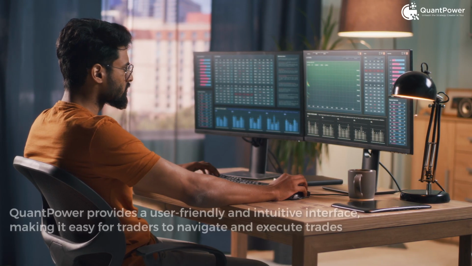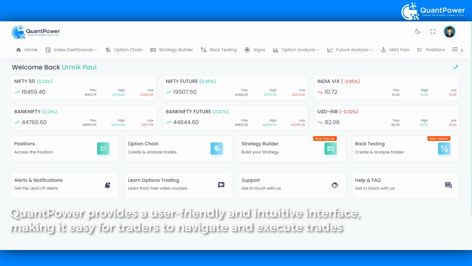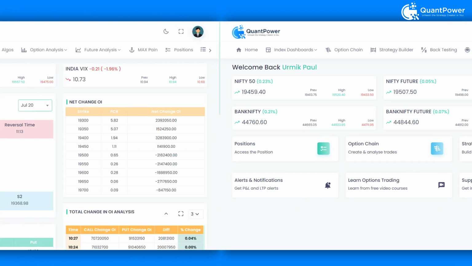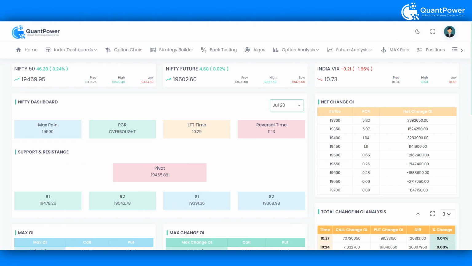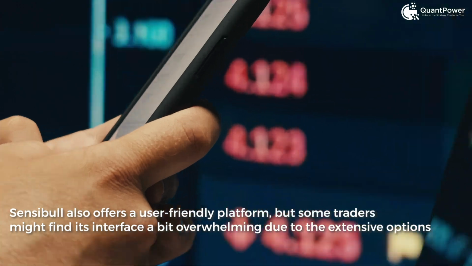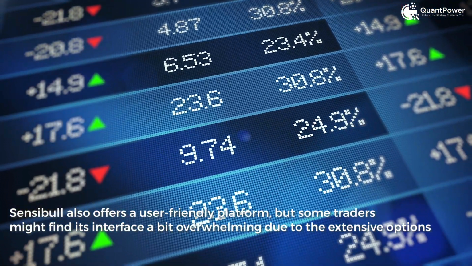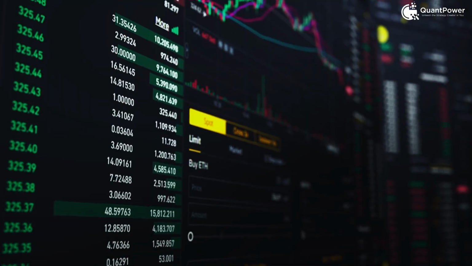Now let's talk about user-friendliness. QuantPower provides a user-friendly and intuitive interface, making it easy for traders to navigate and execute trades. Sensibull also offers a user-friendly platform, but some traders might find its interface a bit overwhelming due to the extensive options and data available.